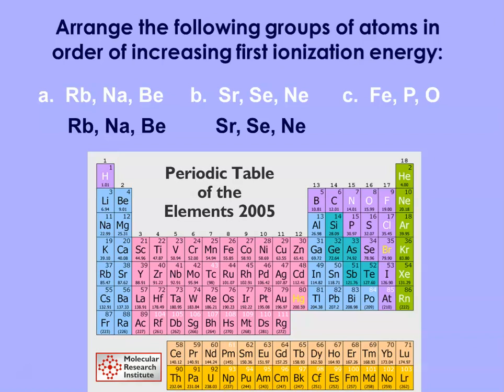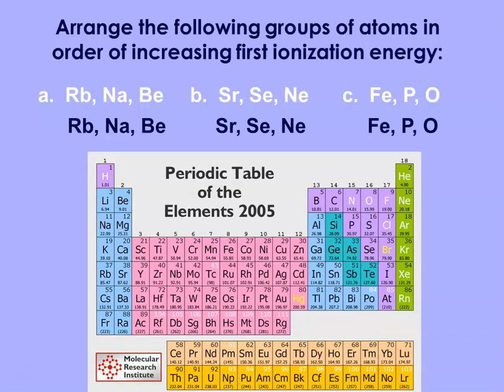Fe 26, phosphorus 15, O is 8. Fe would have the most shielding, O would have the least shielding. So O would require the most ionization energy to remove an electron. Fe would require the least.